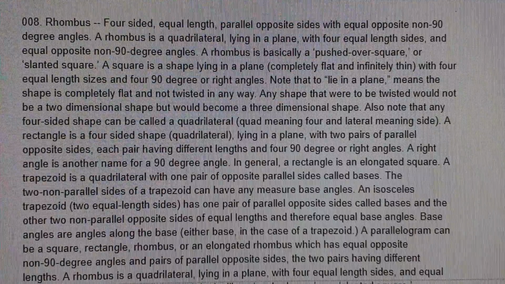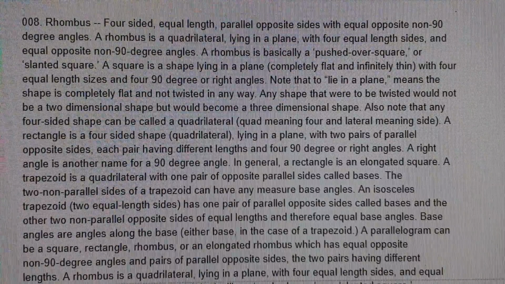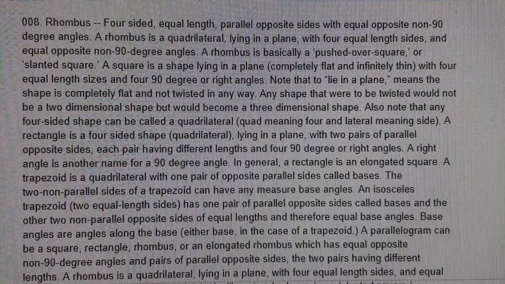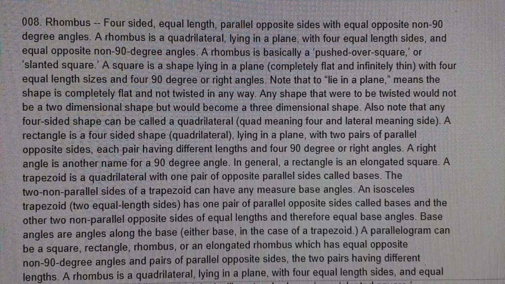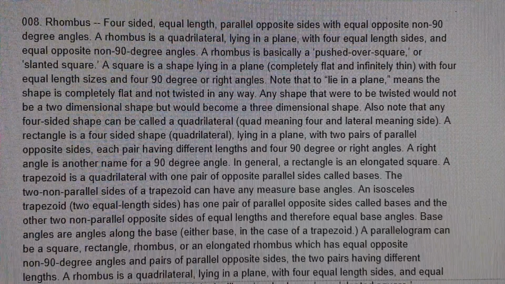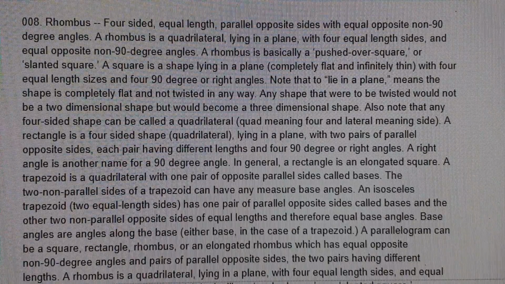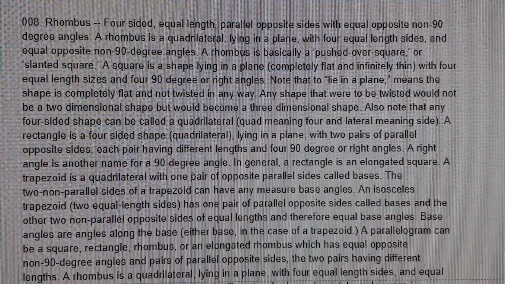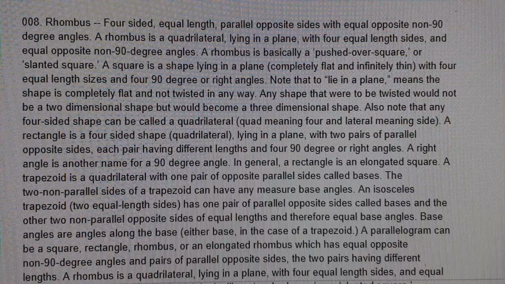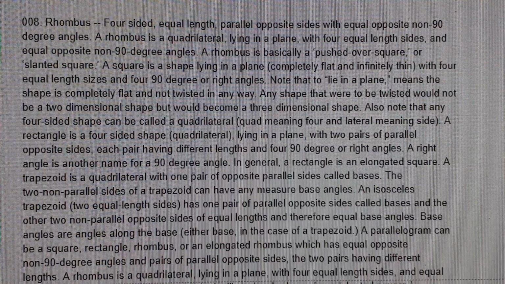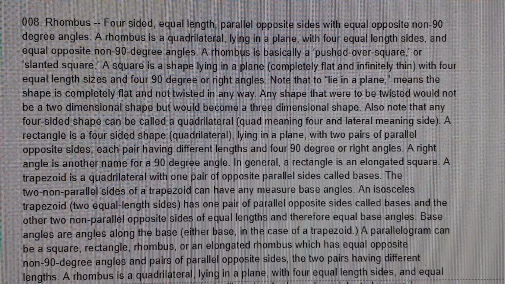A parallelogram can be a square, rectangle, rhombus, or an elongated rhombus, which has equal opposite non-90-degree angles and pairs of parallel opposite sides, the two pairs having different lengths. A rhombus is a quadrilateral lying in a plane with four equal length sides and equal opposite non-90-degree angles, which looks like a pushed over or slanted square.